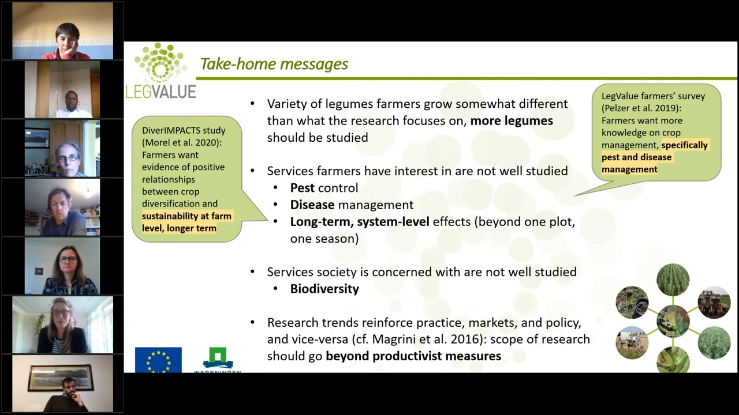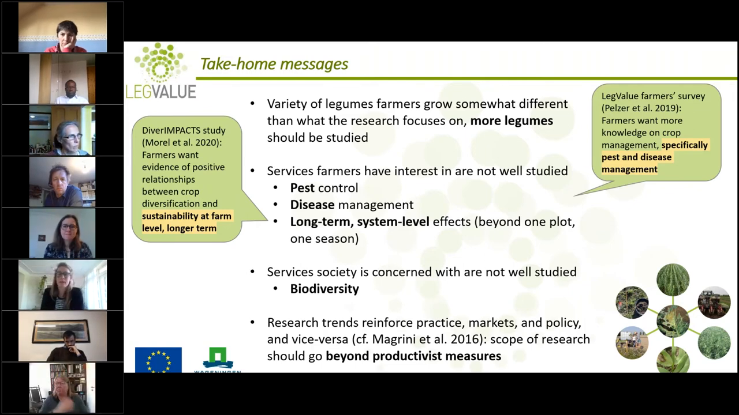And finally, just a little motivational plug for why this is important to fill these gaps. We know from other research on diversification and legumes in Europe that research trends, what we're doing as scientists, directly reinforces the practices and the markets and policy structures. So if we continue to look at a very narrow range of legumes and a very narrow productionist, kind of reductionist view of what legumes can do, then we also reinforce that kind of narrow productionist monocultural approach in markets and policy and practice. So here we have evidence that there's a lot more that we can look at for legumes and some good motivation to expand our research.